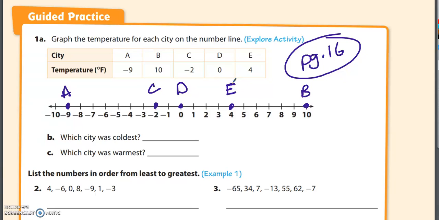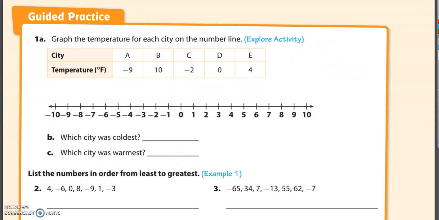Question B reads, which city was the coldest? Well, the coldest is the one that's going to be farthest to the left on the number line. That's way over here. That's going to be city A. And the opposite of that will be the warmest city, which is the farthest to the right, which is city B. All right, let's go ahead and move on.